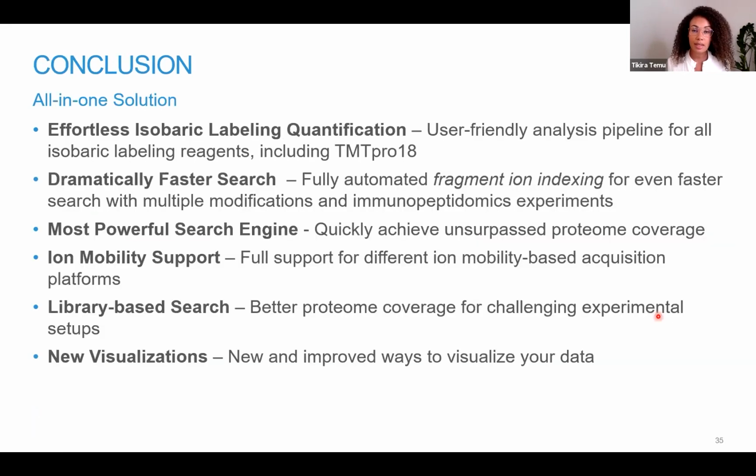So to conclude this, SpectroMine 3 gives you the possibility to effortlessly set up isobaric labeling quantification. It's super user-friendly and includes the latest TMT tags up to TMTpro 18. It's dramatically faster, both compared to the previous version and in contrast to competitors, due to our fragment ion indexing. Then it's the most powerful search engine, so you can quickly get unsurpassed protein coverage. We support ion mobility, so today I did not have the chance to show you that. We support library generation, and as you've seen, there is a multitude of visualizations available.